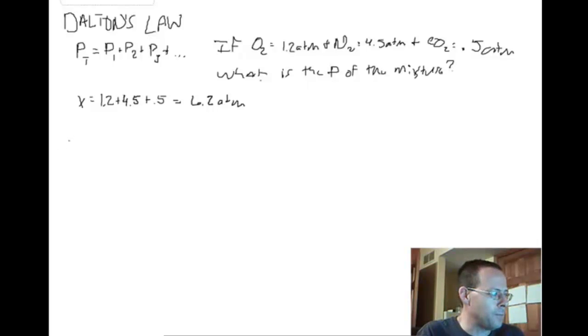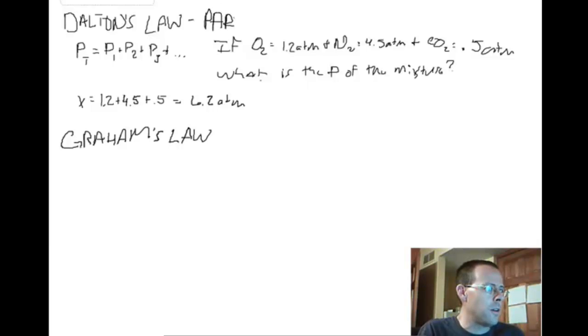And then the last law is known as Graham's law. Up here we might define Dalton's law as partial pressure. So it always has to do with pressure, and if we add up the partials we get the whole, or the total. So it's always parts combined to get the total. Partial pressure just means parts.